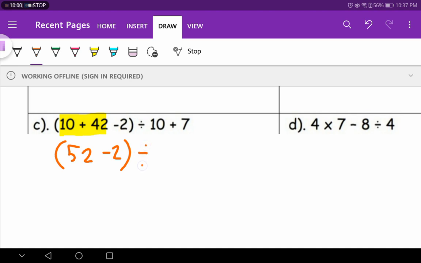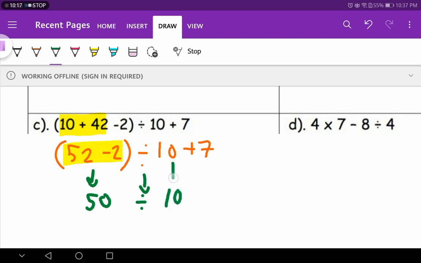Okay, divide by 10 plus 7. One operation each time. Again, we do this. This gives me 50. And I copy everything as it is. Okay, my dear student, are you happy with that?